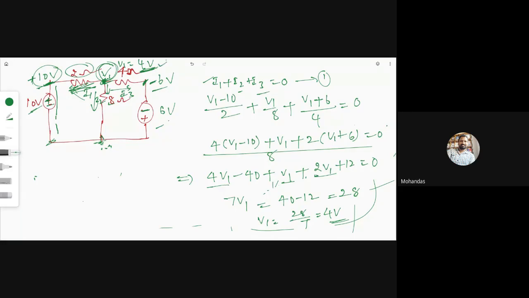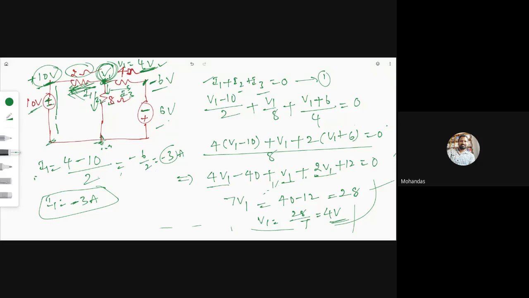So after calculating this unknown voltage V1, then we can calculate I1 here. I1 ఎంతమ్మా? We know V1, what is the I1 here? Already we know V1 is equal to 4. 4 minus 10 by 2, which is equal to how much? Minus 3, sir. Minus 3 amperes.